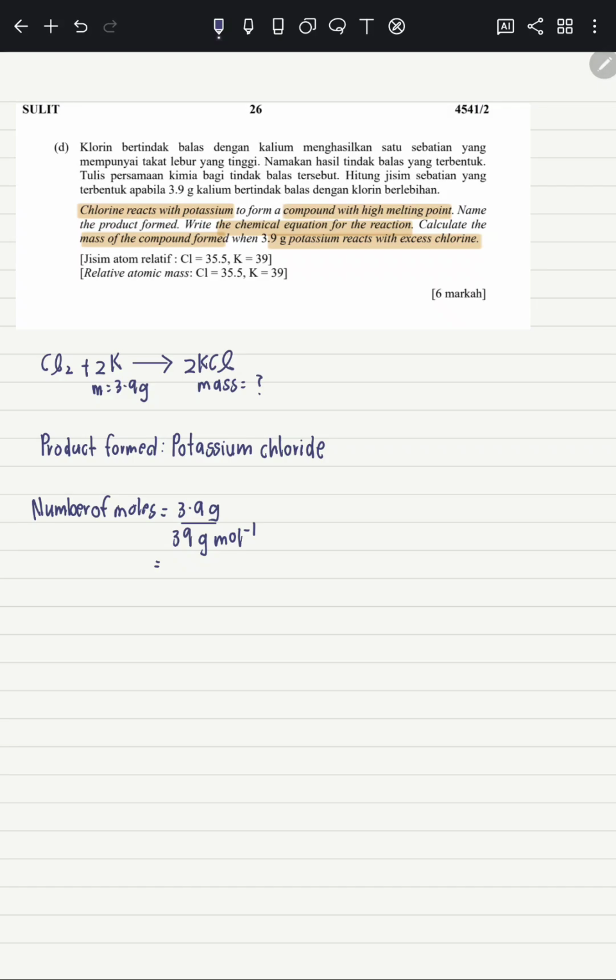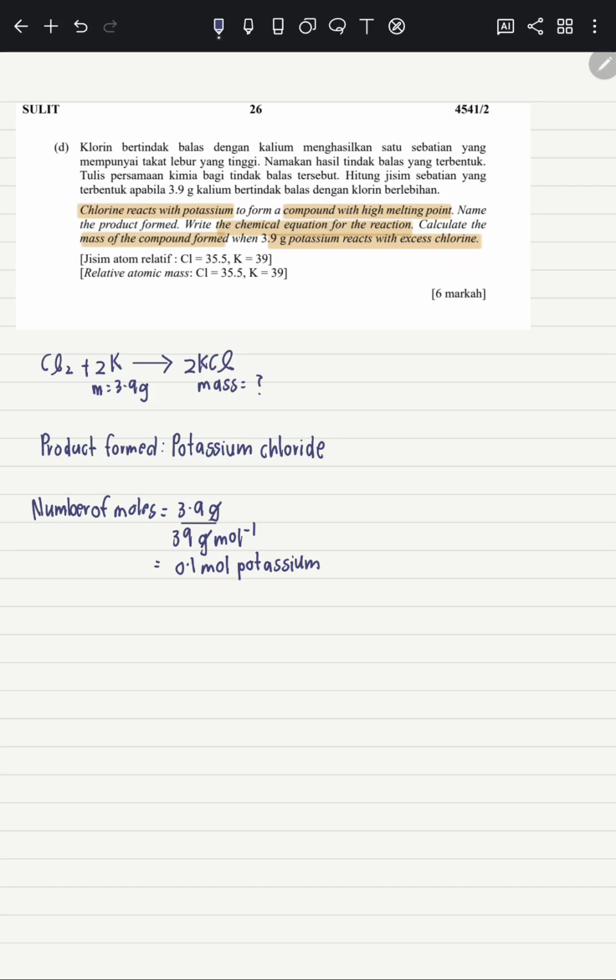3.9 divide by 39, you will get 0.1. Then the unit gram and gram you can cut, so mole will become the final unit. So you have 0.1 mole of potassium.